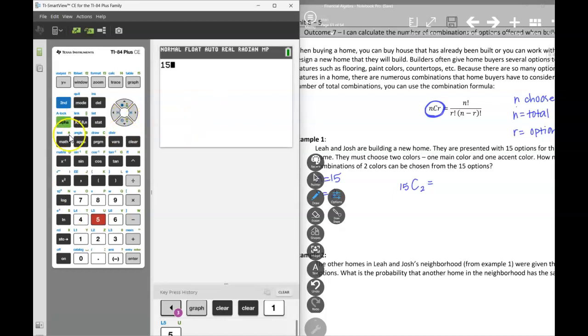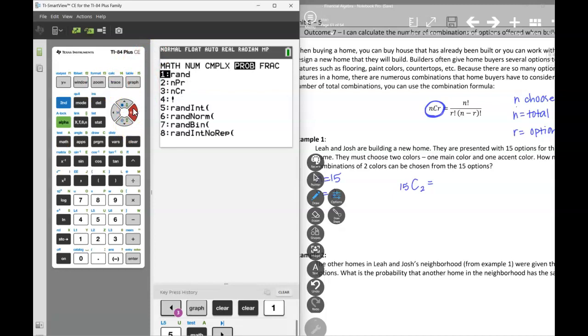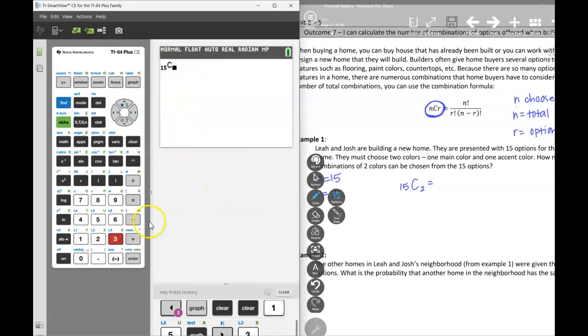So, like I said earlier, you'll hit math, right to prob, so probability. That's because I'm trying to find the probability of something. And then nCr is right here. C represents combination, so it's an n choose r. So we'll hit number 3. Is everybody with me? Hit number 3, and then follow that up with 2. Yours might not do this. It might say 15 nCr, and then you'll put 2 after, and click enter.